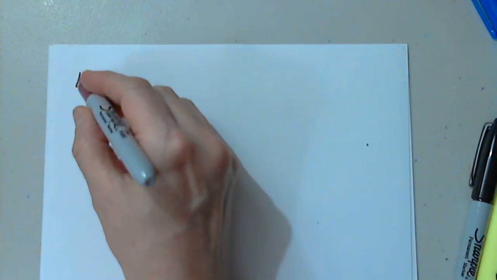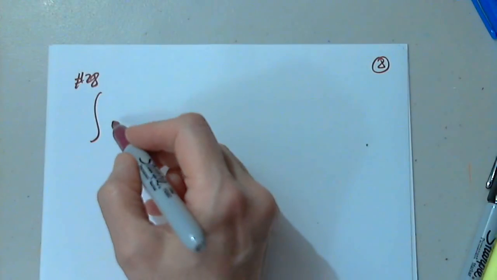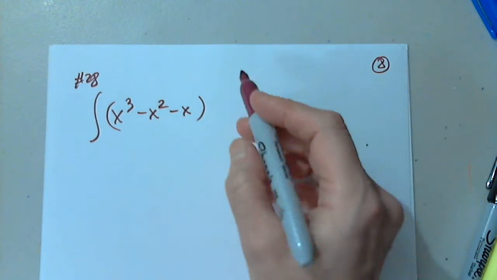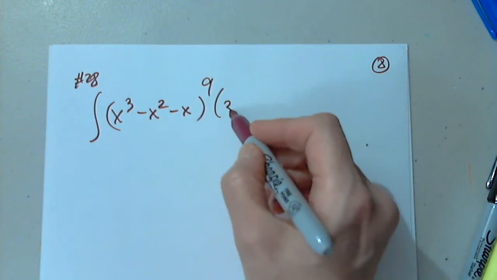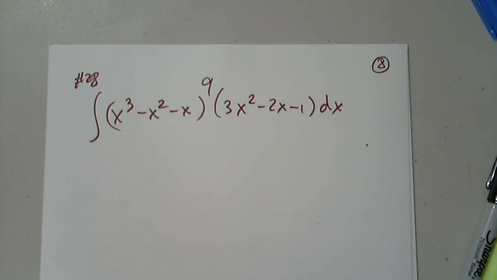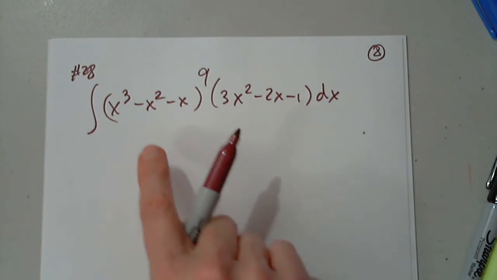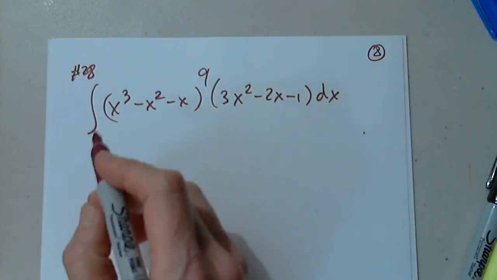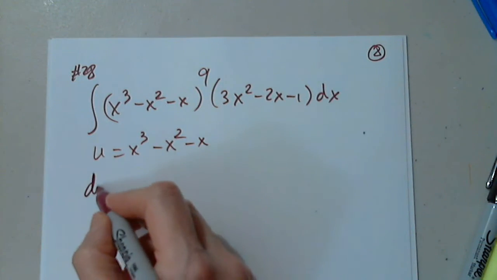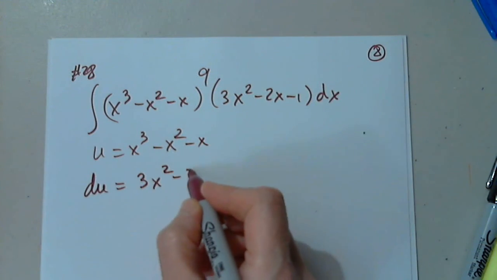28. 28. Good. Which page am I on? Is it 8? Yes. Good. So you said 28. Perfect. So we have the integral of x to the 3rd minus x squared minus x, and this is power 9, and then 3x squared minus 2x minus 1 dx. Perfect. So obviously this is the problem because it's power 9. So I'm going to say let u be x cubed minus x squared minus x, and then du.